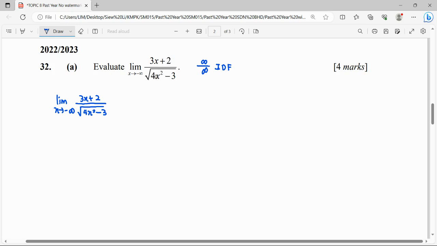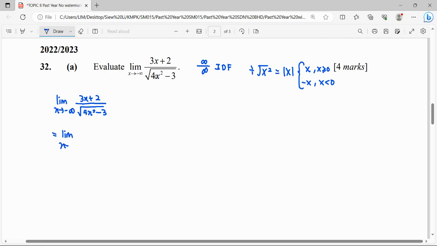So inside the surd here, the maximum power is x squared. So we are going to divide by surd x squared. Surd x squared in other form is modulus x. So modulus x you can define in a piecewise function: it will be x when x is greater than 0, or negative x when x is less than 0.